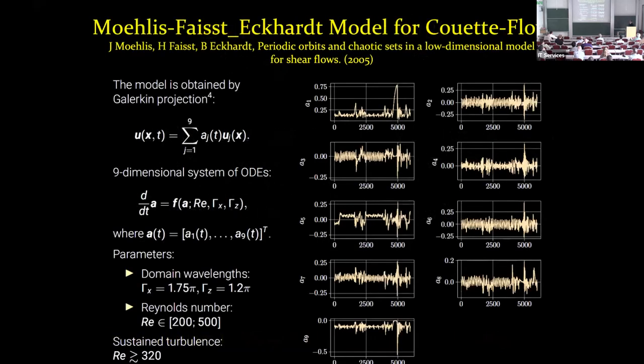Okay, so we're not going to do it for dynamos. We're not even going to do it for Couette flow. We're going to do it for a low order model of Couette flow. And I'm not going to go into details. What we do is a Galerkin truncation. We can derive this so-called Moehlis model. So you get a 9-dimensional system of ordinary differential equations, and then you can just go away and solve them.